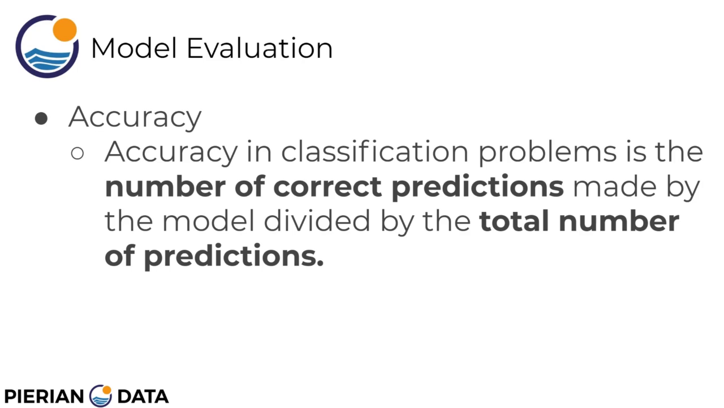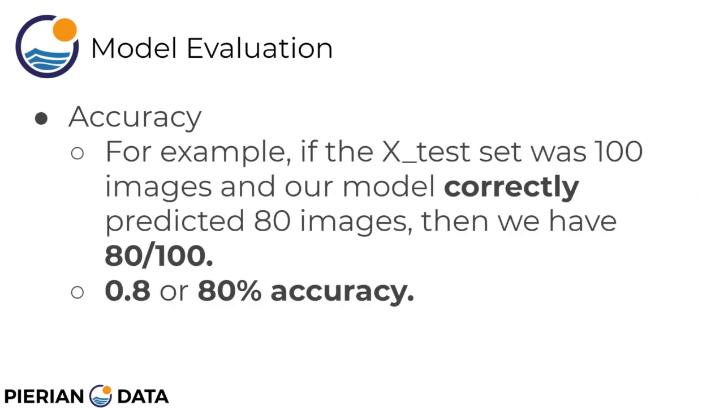So again, it's the number of correct predictions divided by the total number of predictions. Essentially answering the question, how many predictions did you get right as a percentage? So for example, let's imagine that our X test set was 100 images, and our model correctly predicted 80 images. Then we have 80 divided by 100, or 0.8, or 80% accuracy.